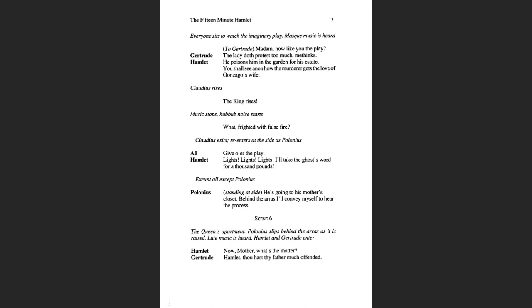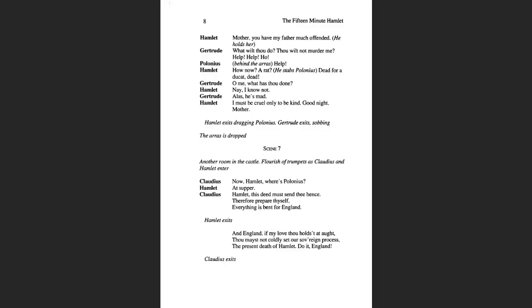Lute music is heard. Hamlet and his mother Gertrude enter. Now, mother, what's the matter? Hamlet, thou hast thy father much offended. Mother, you have my father much offended. He holds her. What wilt thou do? Thou wilt not murder me. Help, help, ho! And then from behind the arras, Polonius says, help! Then Hamlet goes, how now, a rat?